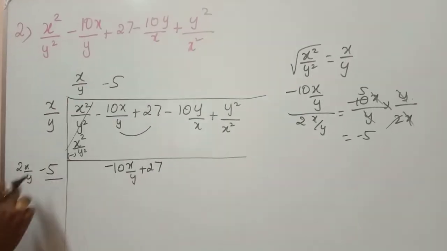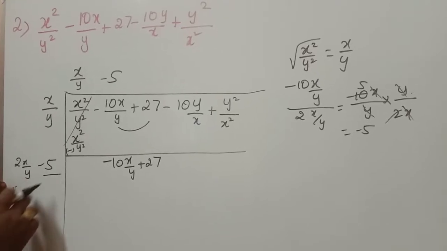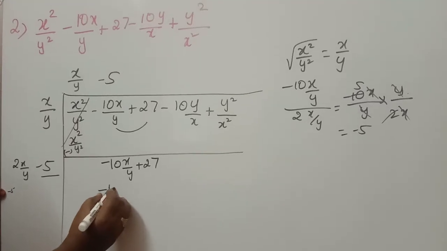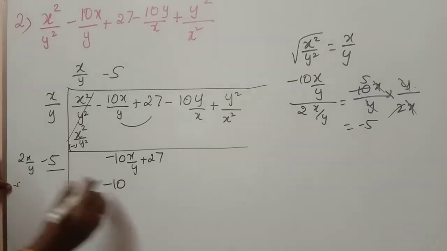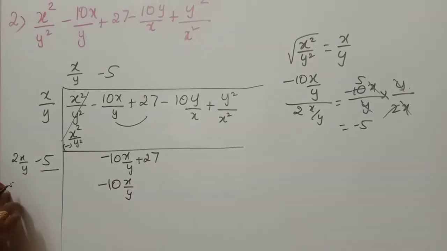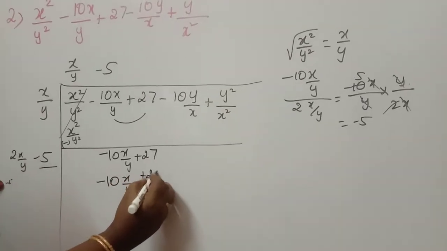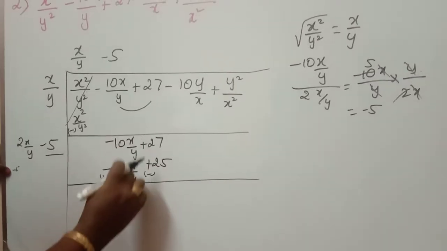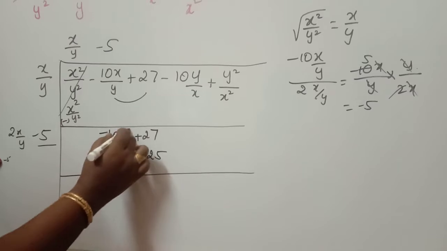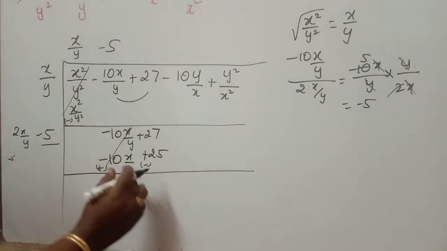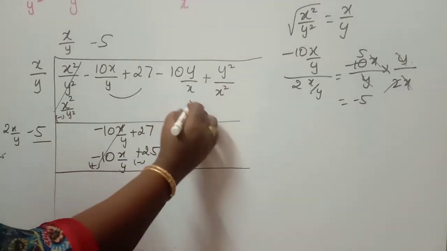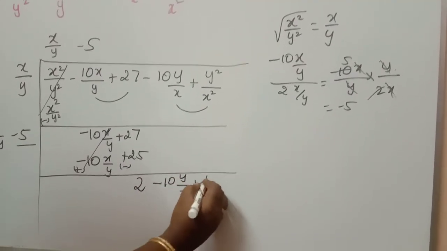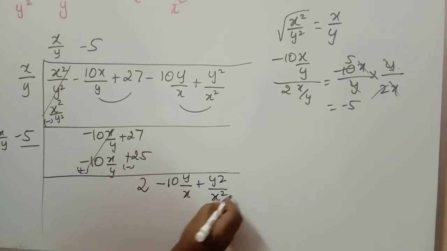Now we have to multiply minus 5 with these two terms. 2 5s are 10, minus into plus, different sign. So minus 2 5s are 10 into x by y, minus 5 into minus 5 plus 25. Change the sign. X by y same variable, minus 10 plus 10, so it will become 0. 27 minus 25, it is 2. Bring these two terms here, minus 10 y by x, y square by x square.